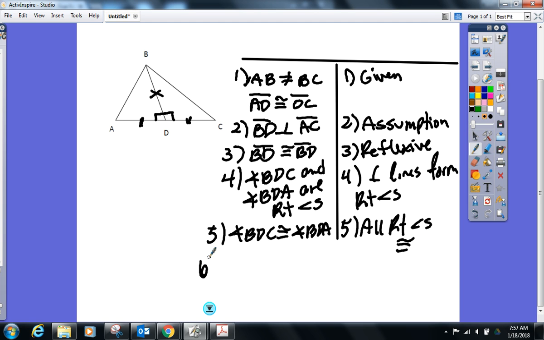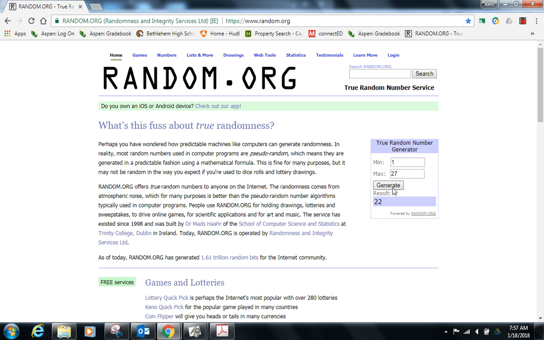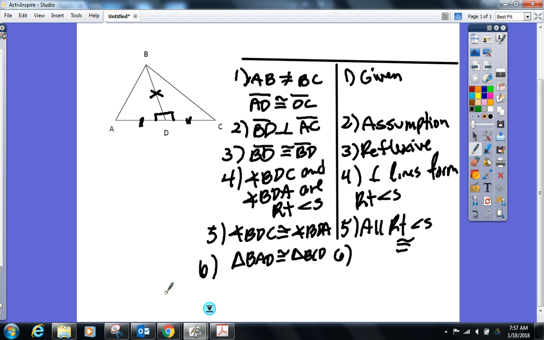Give me a method why triangle BAD is congruent to triangle BCD. Why are those two triangles congruent? What method do you have for me here? Side angle side, looks good. Now we know what two sides are congruent that we wanted to contradict. AB congruent to BC. CPCTC. And now what do you have in your givens and in step 7 now?